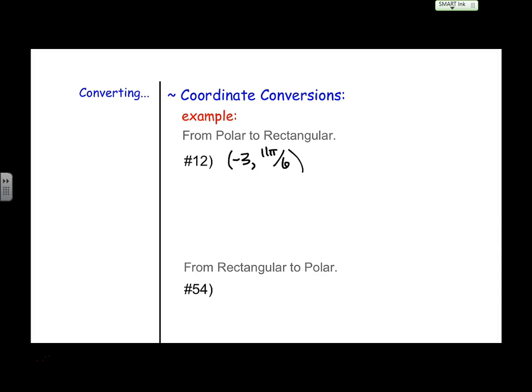Rectangular to polar, number 4. Negative root 3. So we're trying to go in this one from an r theta to an xy. If you look at your formulas, see which one seems to apply. This one from an xy to an r theta. Think of that. What formulas can you use?